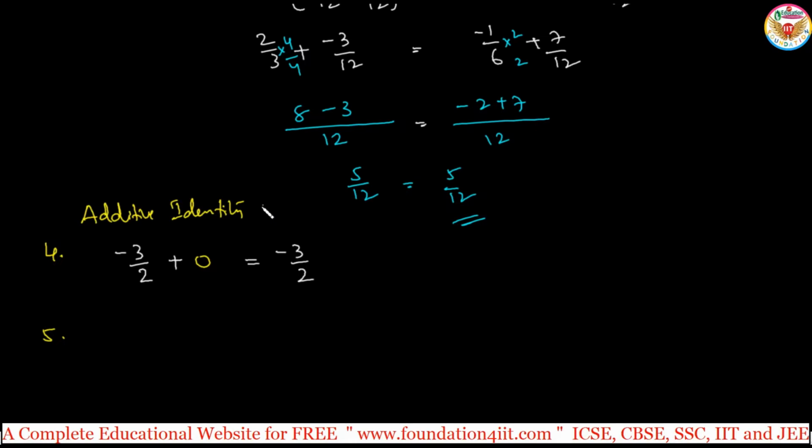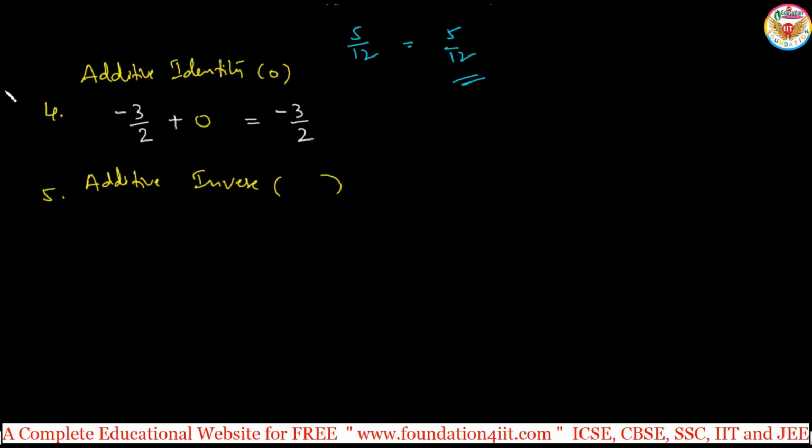So additive identity is 0. Next, additive inverse. Let us see what is additive inverse. Say minus 3 by 2. By what number are we adding to get 0? Minus 3 by 2 plus dash is 0. So obviously that is plus 3 by 2. So the same number with the opposite sign we need to add. So the additive inverse of a by b is minus a by b. That's it.